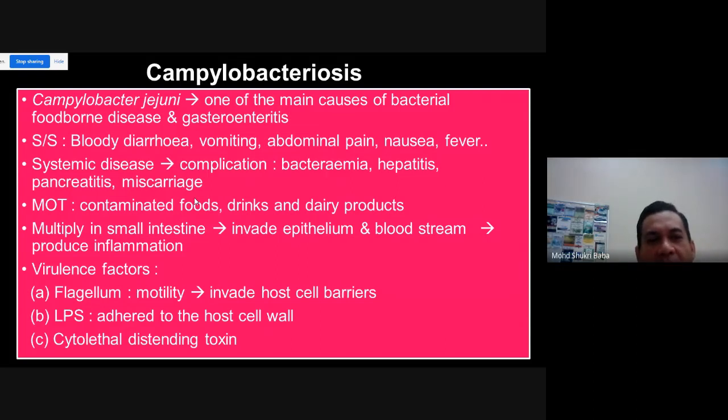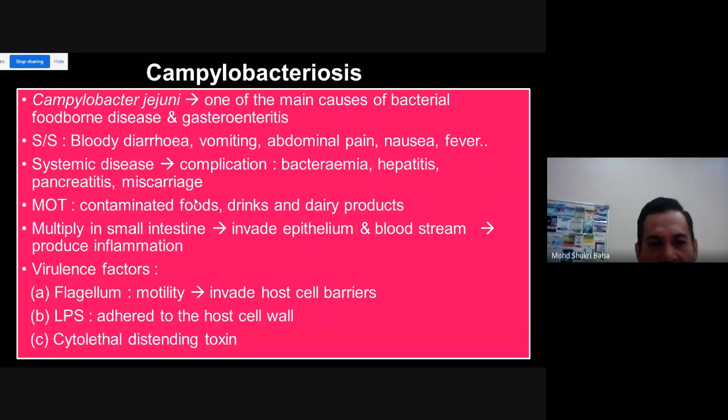And then Campylobacter jejuni will multiply in the small intestine, and then they invade the epithelium and bloodstream. And from there, they will produce inflammation. Okay, Campylobacter jejuni has several virulence factors. Among them is flagella, one of the virulence factors. Of course, flagella is the instrument for them for motility. Okay, so it is easy for them to invade the host cell barriers.